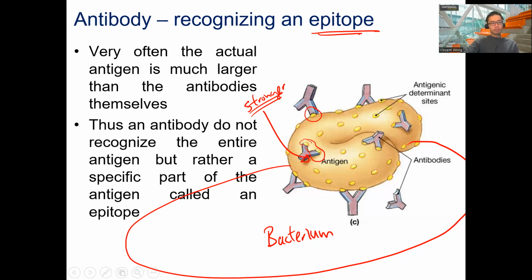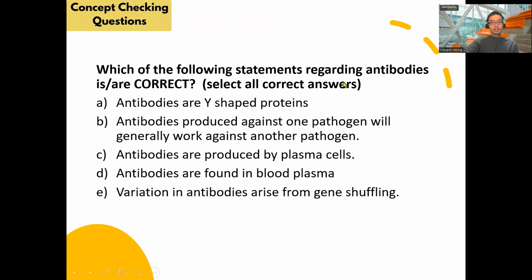Anyone have any question? Pathogens, antigens, epitope, antibody. Great. All right, let's quickly do this poll question here. We'll see how it goes.